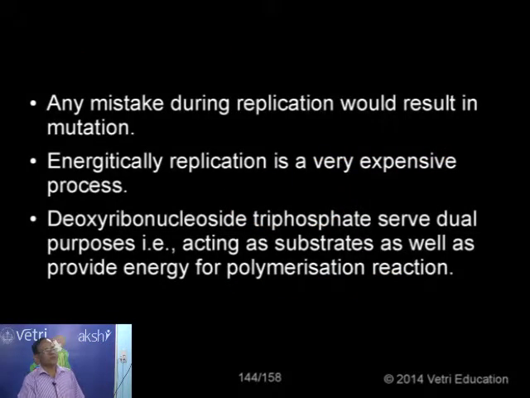Then some facts. Suppose during the replication process any mistake occurs, the result is always a mutation. That is what is called an error. I mentioned proofreading, and the proofreading is performed mainly by the DNA polymerase. That is why the rate of mutation in the case of DNA is very low. An error can always occur, but the frequency of formation of error is the least. This is because of the proofreading ability of DNA polymerase. So any mistake during replication will result in mutation.